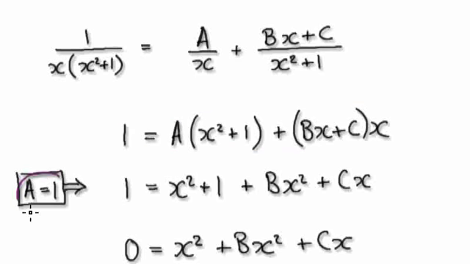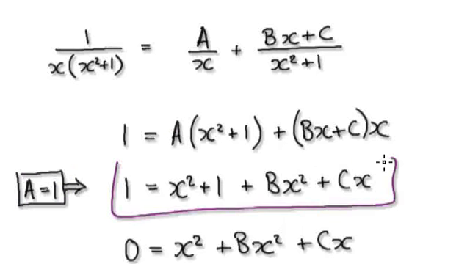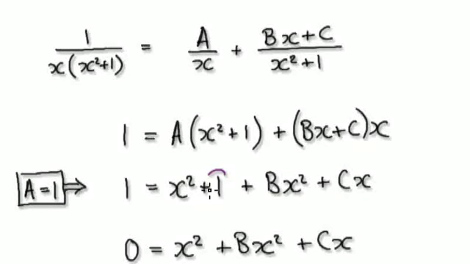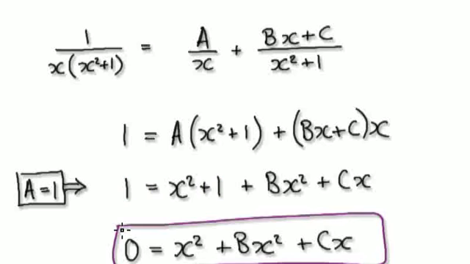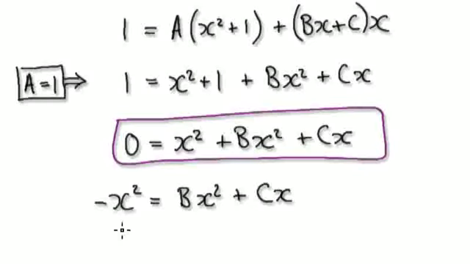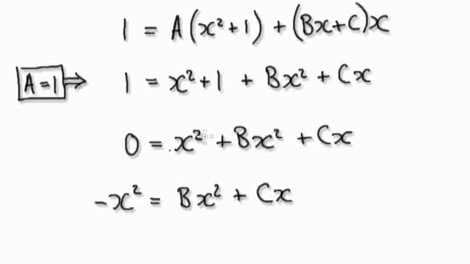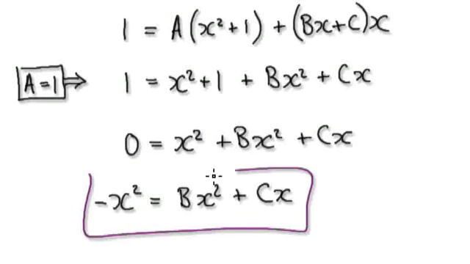Now earlier we know that a equals 1, so we can put 1 into here. That will then give us this. And then now take away 1 from both sides. That will then give you this. And then now take away x squared from both sides. That will then give you this.